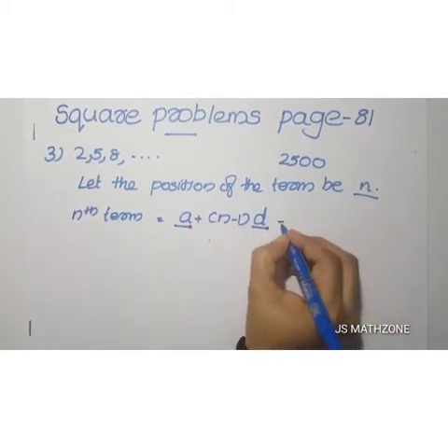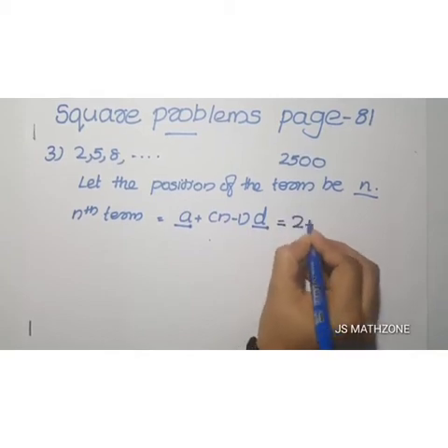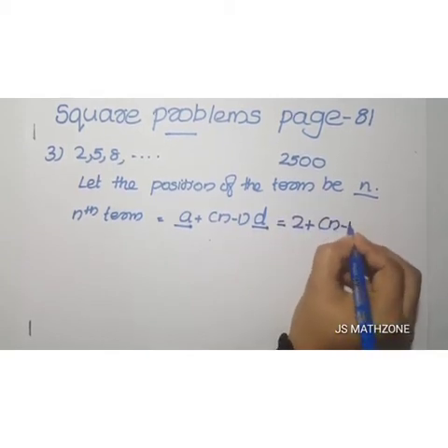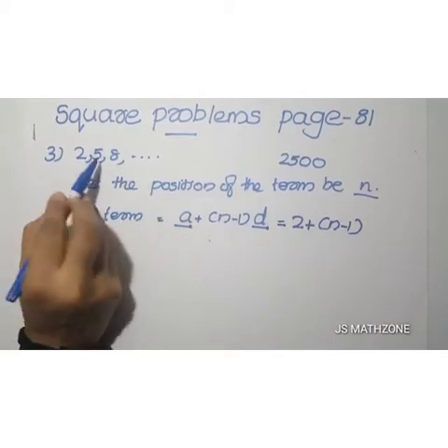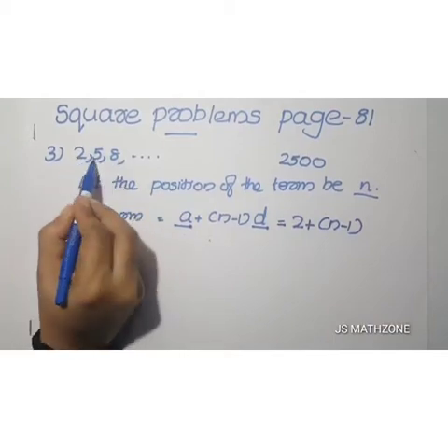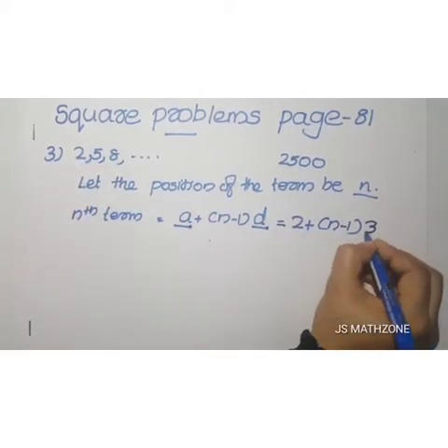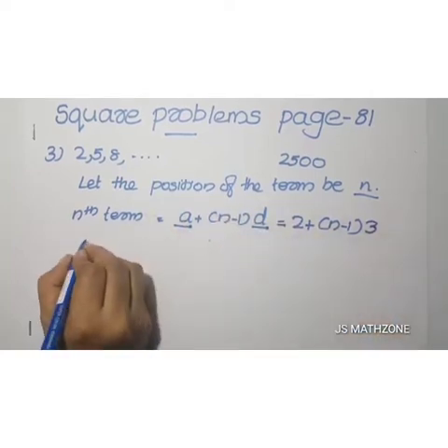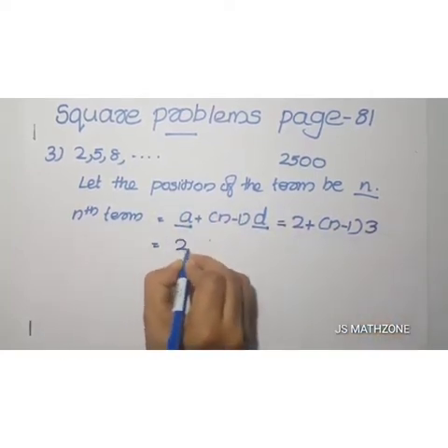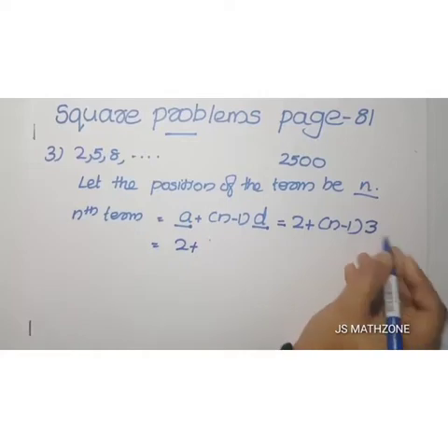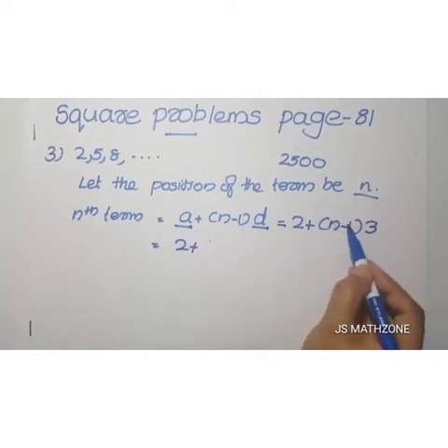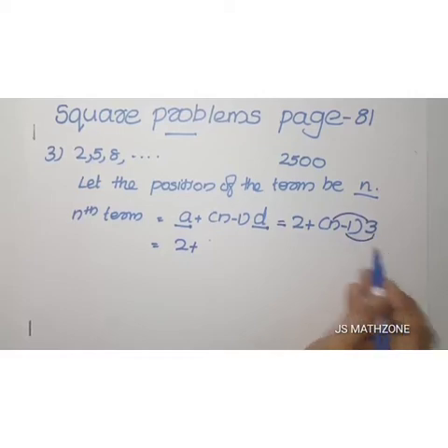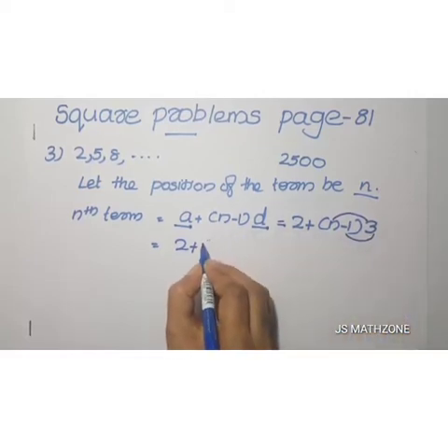We want to find n, isn't it? A is given in the question and d is also given. A is your first term, that is the first term is 2, and the common difference d is 3, that is 5 minus 2, which is 3. Thus we get the nth term of the sequence as 2 plus, if we open the bracket, n into 3 is 3n minus 3. Okay, 2 plus 3n minus 3.